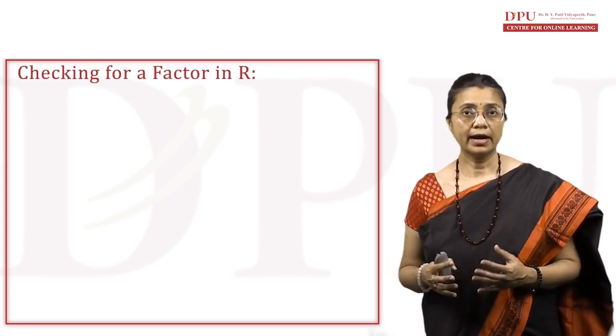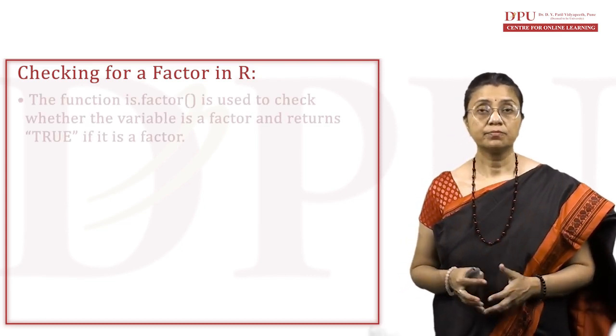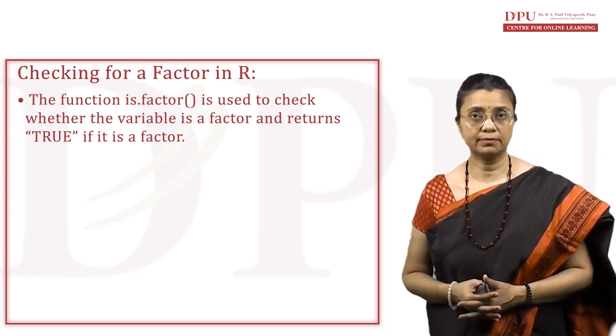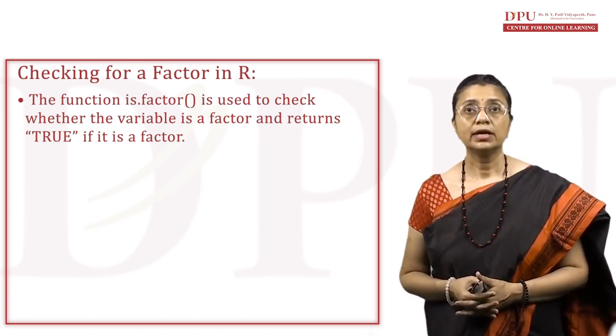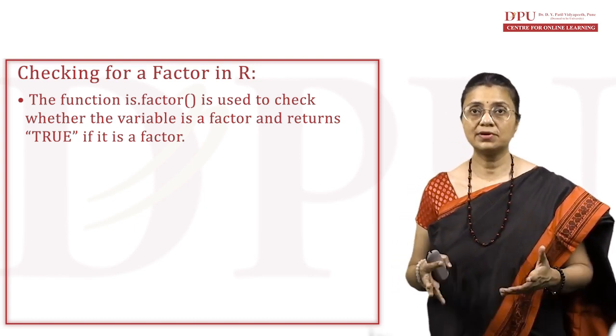Now, there is a very tough question: if I want to check a particular factor in R, I want to know whether that particular factor is present in R or not. And the function to understand this is called is.factor. It is used to check whether the variable is a factor and returns true if it is a factor.